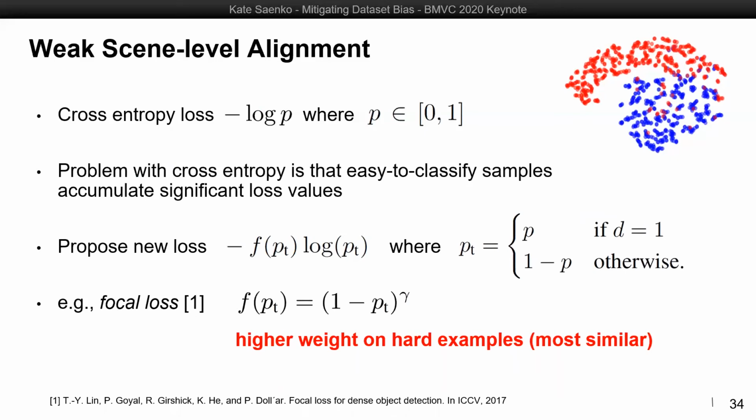And so to do this, we proposed to use a new loss, which is similar to the cross-entropy loss, but has a weighting by a new term f of p_t, where p_t is either p if the domain label is 1 or 1 minus p otherwise. And the weighting f is essentially placing a higher weight on harder examples. So these are the examples that are most similar across the two domains. And in our paper, we tried various versions of f, and the focal loss worked fairly well for this case.